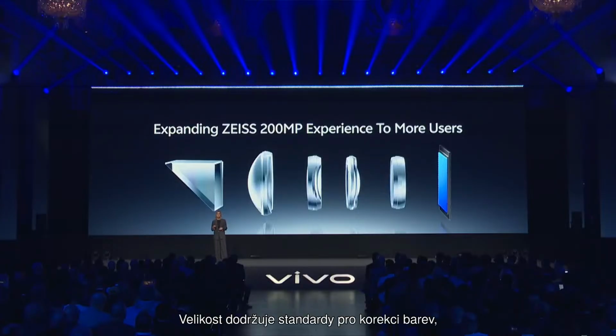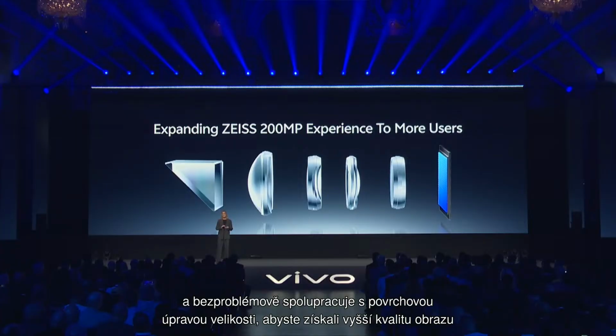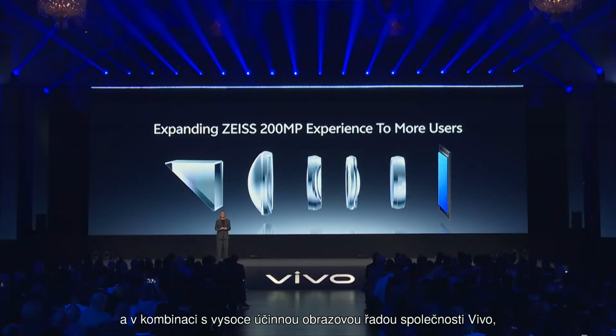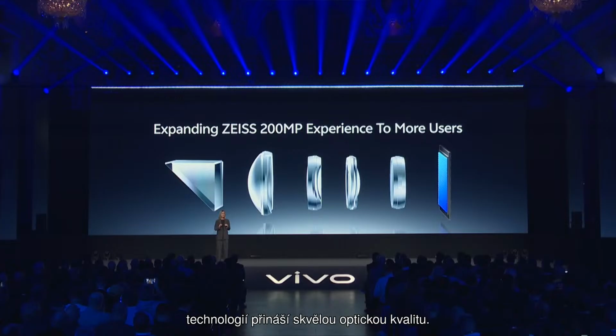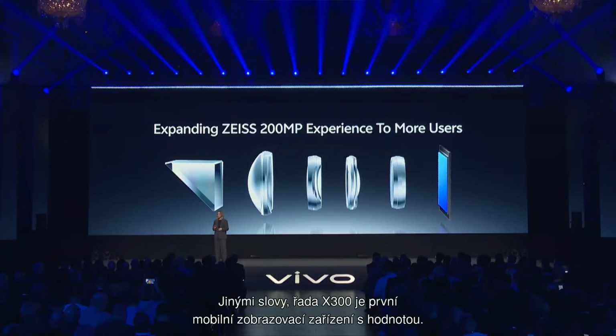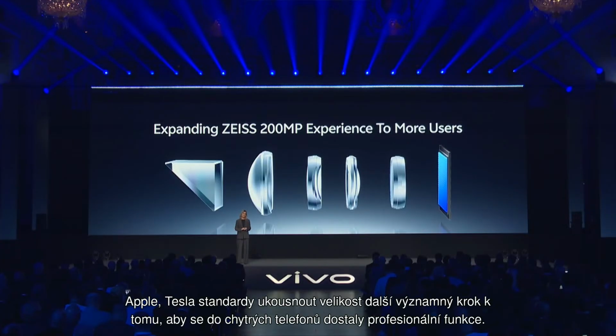The ZEISS APO standard for color correction works seamlessly with ZEISS T-Star coating to get you a higher image quality. And in combination with vivo's high-efficiency imaging pipeline, it delivers great optical quality. In other words, the X300 series is the first mobile imaging with Vario APO Tessar standards by ZEISS. Another major step to bring professional features to smartphones.